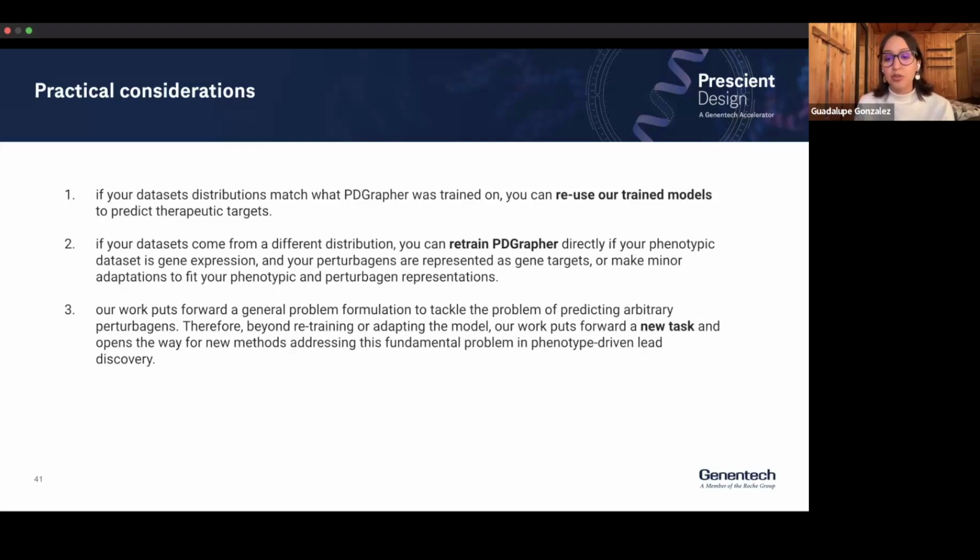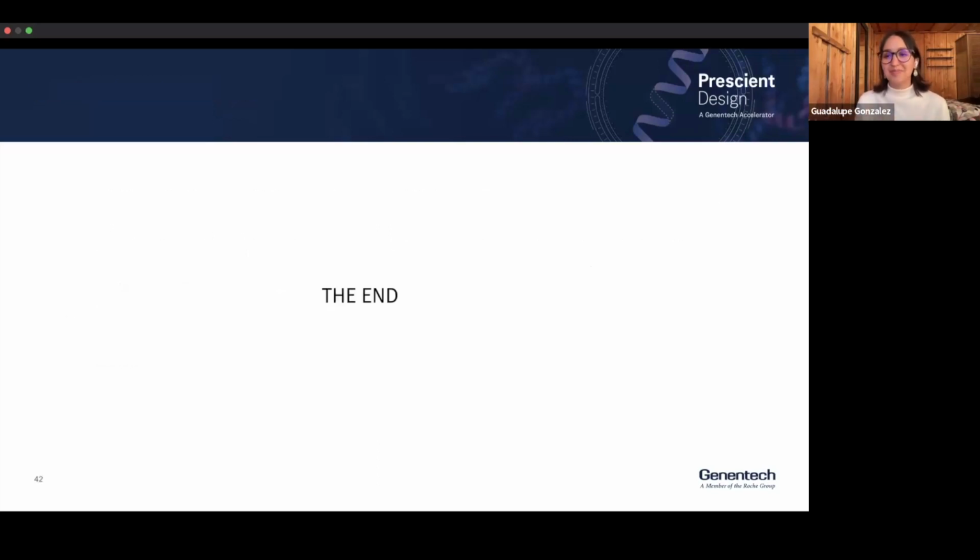And finally, if you don't want to use PDGrapher, if you don't like the model, I think there's also value in the problem formulation, in the sense that we're trying to tackle the problem from an inverse perspective, so trying to do the direct prediction versus the scanning of the library. So there's also room for other models to be proposed here to actually address that problem formulation. And here I end.